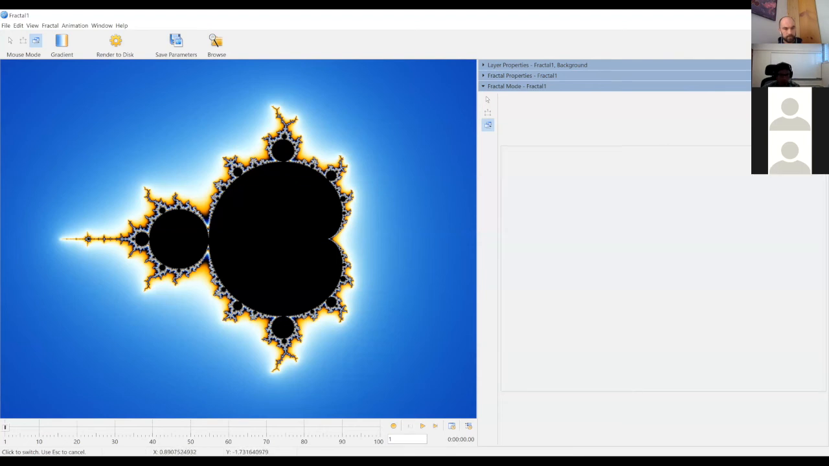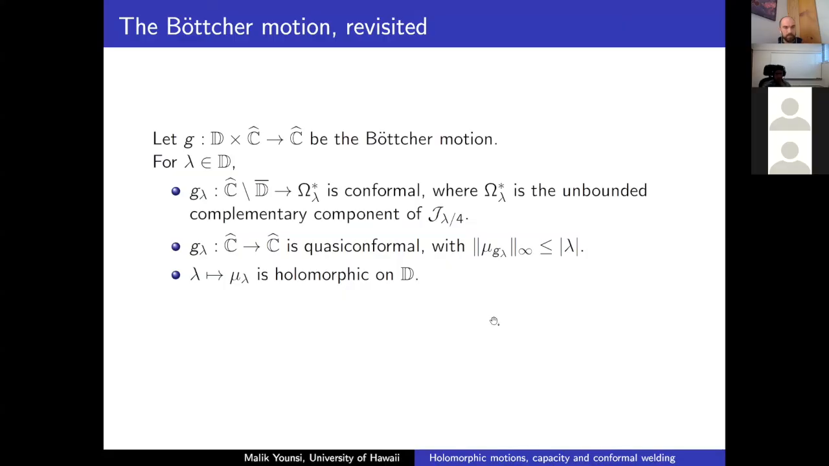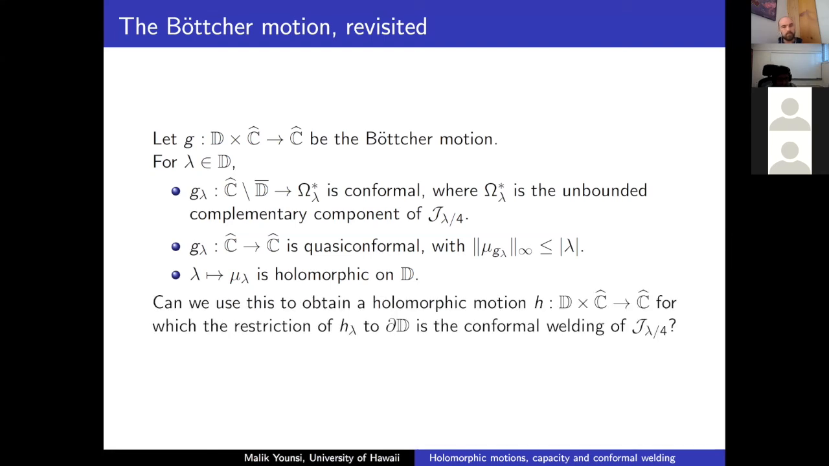Okay, so let's go back to the slides. Okay, so we have this about the Böttcher motion. And now the question is, can we somehow use this to construct the holomorphic motion that we want? The holomorphic motion such that the restriction of H lambda to the unit circle is the conformal welding of a quasicircle Julia set. And then if we can do this, basically, we're done. So how do we do this?